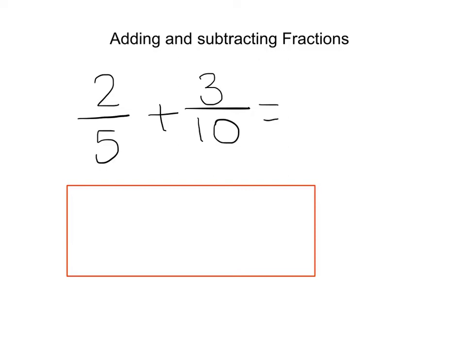So let's talk about the problem we have here in front of us. We have 2/5 and 3/10. Right off the bat, I notice that I have unlike denominators, so I'm going to have to do some figuring out here.